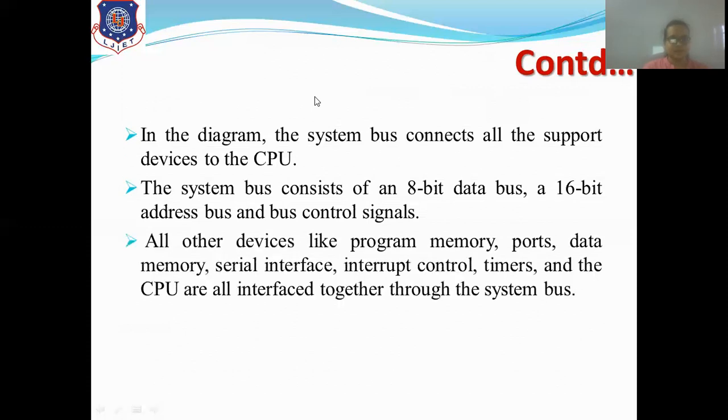And control bus signals. All other devices like program memory, ports, data memory, serial interface, interrupt control, timers, and the CPU are all interfaced together through a system bus. Clear? So all the devices embedded on a single IC are connected with the CPU and interfaced through the system bus, which has this 8-bit data bus, 16-bit address bus, and the control signals for controlling the various timing and synchronization signals for the various peripherals.